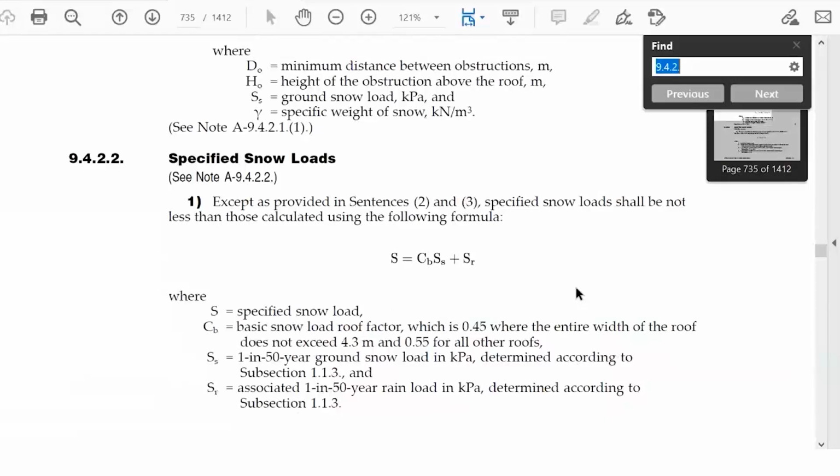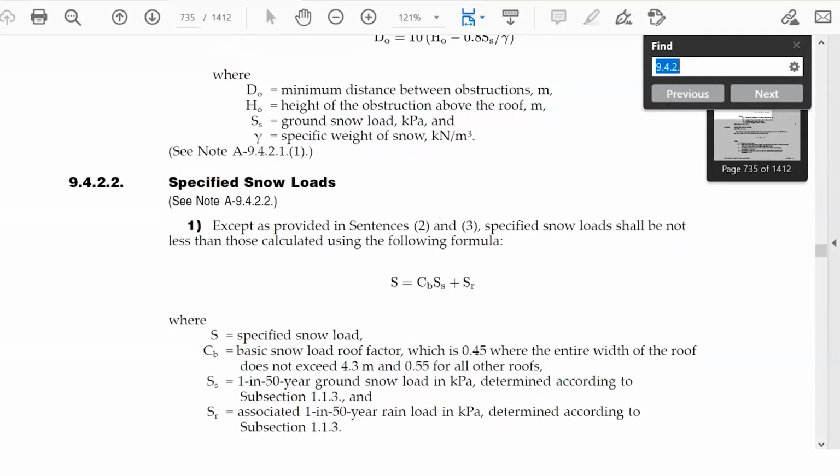Specified snow loads. The specified snow load shall not be less than those calculated using the formula. You can see the formula where S is the specified snow load, CB is the basic snow load roof factor, which is 0.45 where the entire roof width does not exceed 4.3 meters, and 0.55 for all other roofs. The factor SS is the 1 in 50-year ground snow load in kPa, and SR is the associated 1 in 50 rain load in kPa, determined in accordance with subsection 1.1.3.